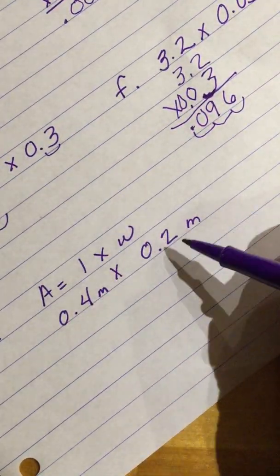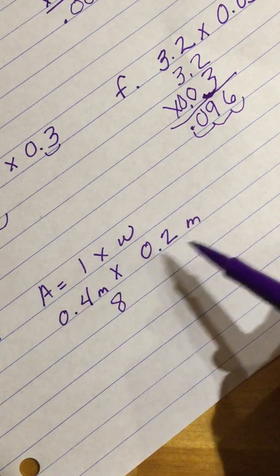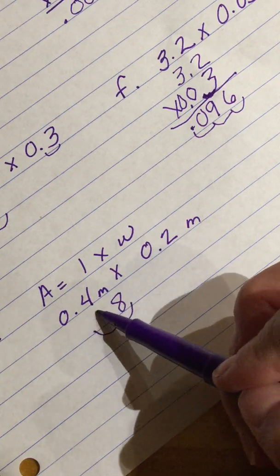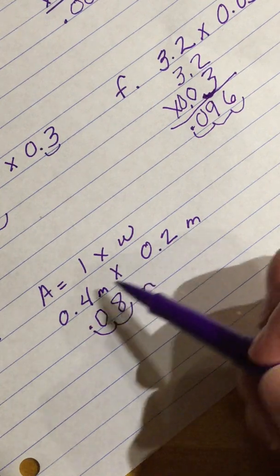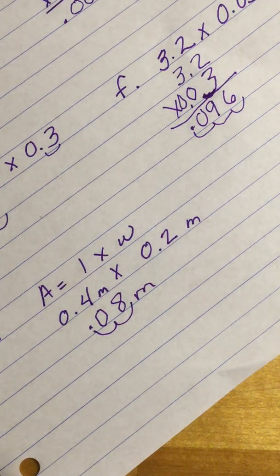All right, our last problem. I have 4 times 2 is 8. And I need to go over 1, 2 for my decimal. Because I'm multiplying a tenth times a tenth, I know it's going to be in the hundredths. So I have 8 hundredths of a meter.